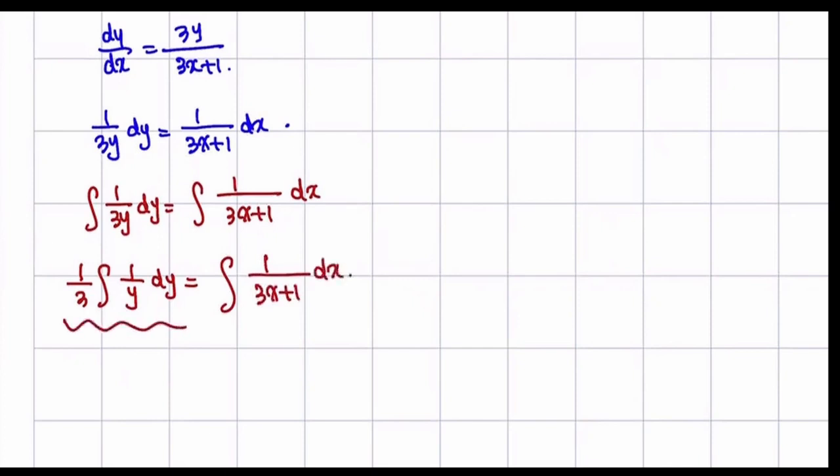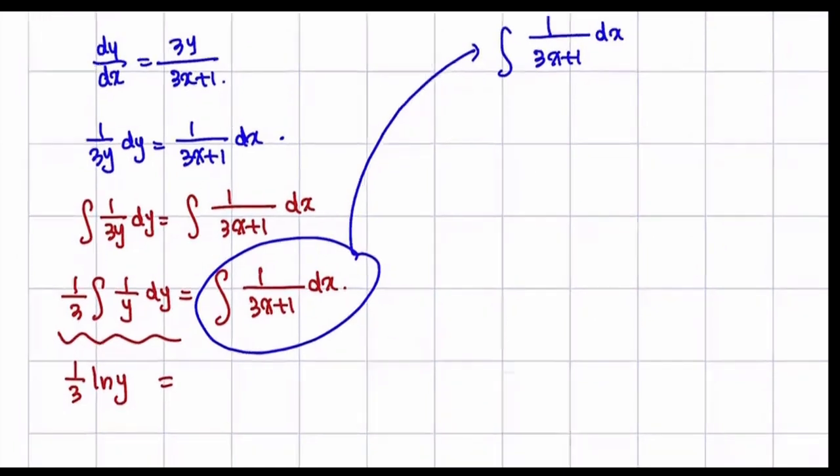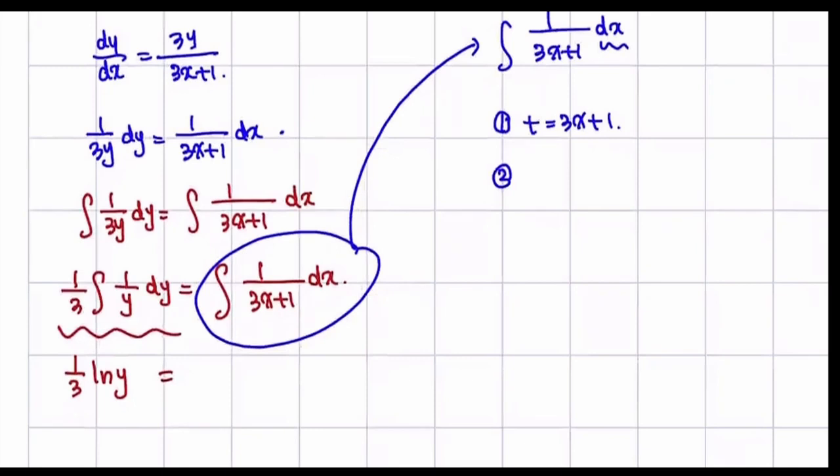The left-hand side is 1 over 3 ln y. For the right-hand side, let's utilize the substitution integral. Follow the three steps. First, t equals 3 times x plus 1. To find dt, differentiate on both sides. dt equals 3 times dx, so dx equals 1 over 3 dt.